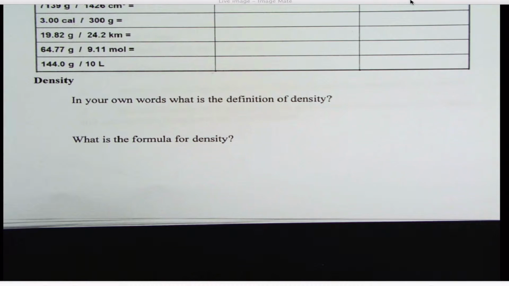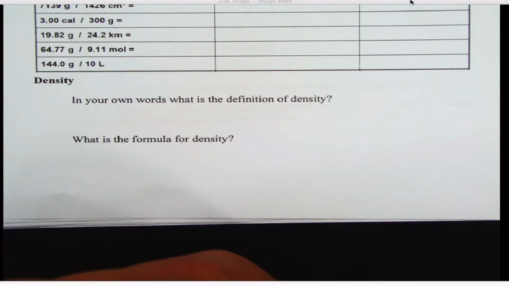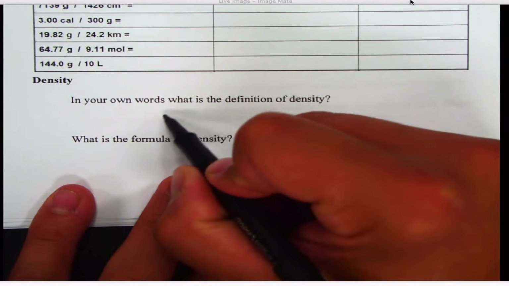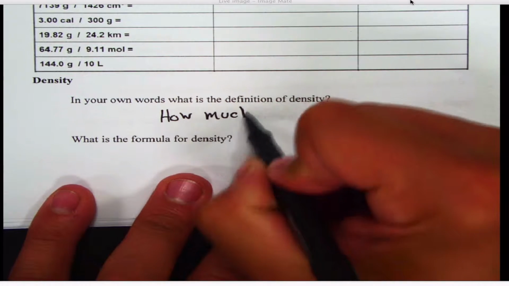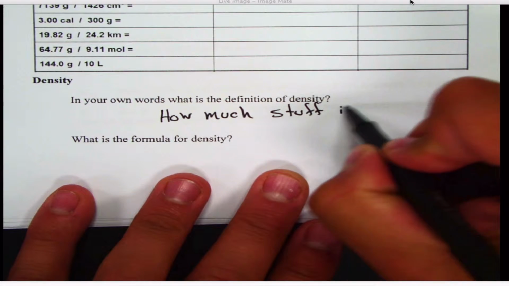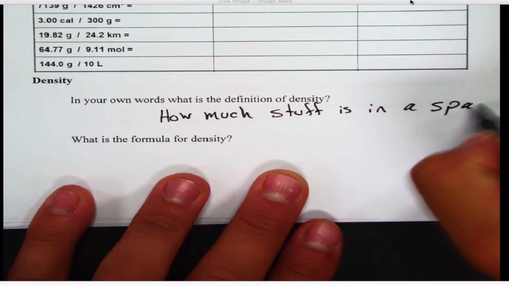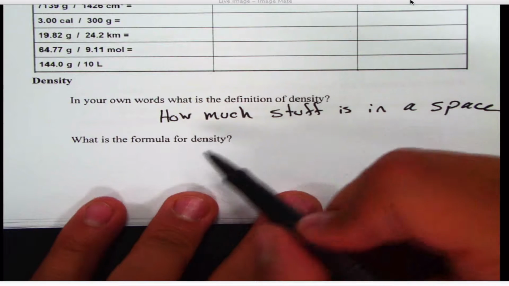Okay, here we go. Next part, density. In your own words, what is the definition of density? It's basically, in my own words, yours could be different, how much stuff is in a space. The more stuff you have, or the less space you have, that is it. So much stuff you have in space.